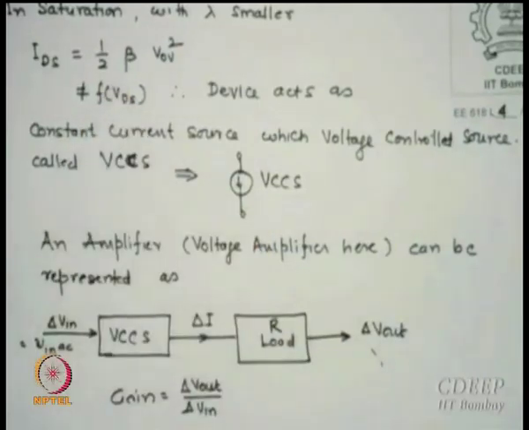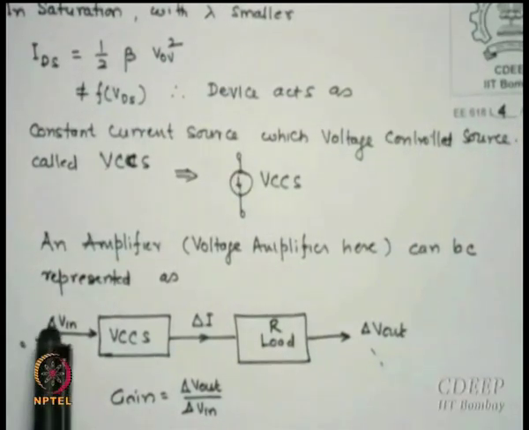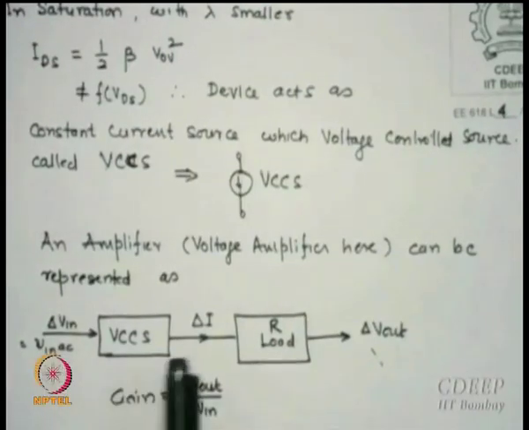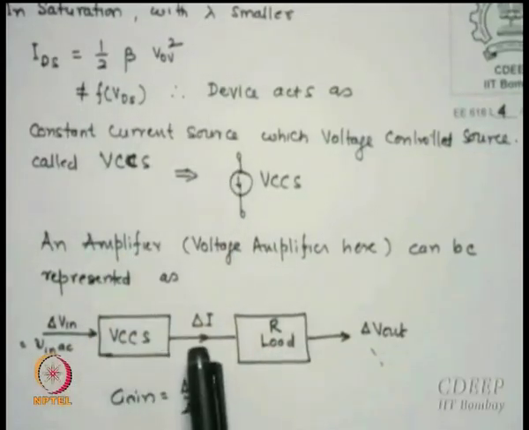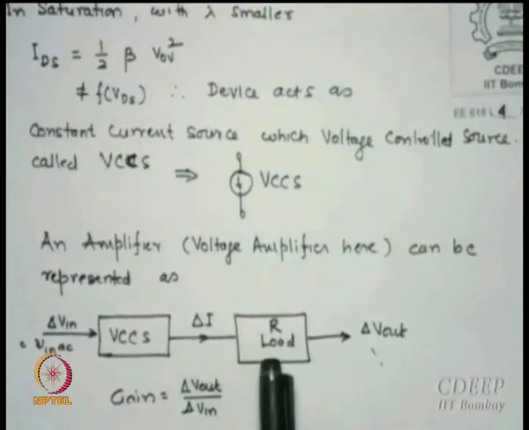However, if you look at this expression, you can see it is like a voltage controlled current source. So a typical amplifier has a schematic diagram where I put an input AC, which is essentially delta change in the input, and pass it through a VCCS. That is VGS minus VT, which converts into change in current, and this current then passes through a load which gives me the output voltage V out. So a typical amplifier will have a current source which is a function of input, and then it goes through a load to give me an output voltage.